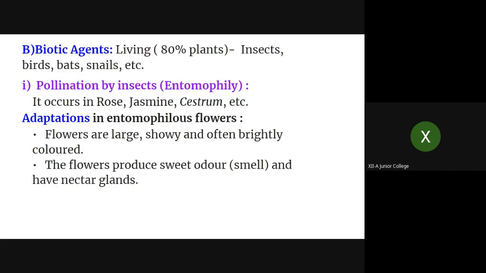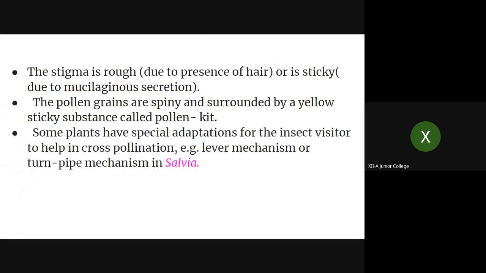Then flowers produce a sweet odor, and because of that smell, insects are very easily attracted. And these flowers have nectar glands at their base, so that the insects can visit to get the nectar. The stigma is rough. The stigma of the flower is rough due to the presence of hair on it. You know why? And it is sticky also because of the secretion of a mucilaginous substance. You know why? As it is rough, it can very easily stick to the body of the insect.